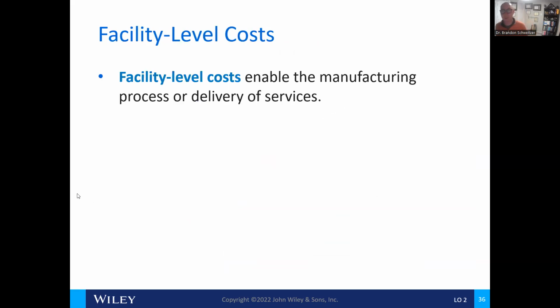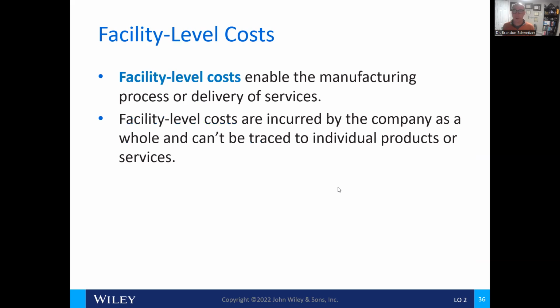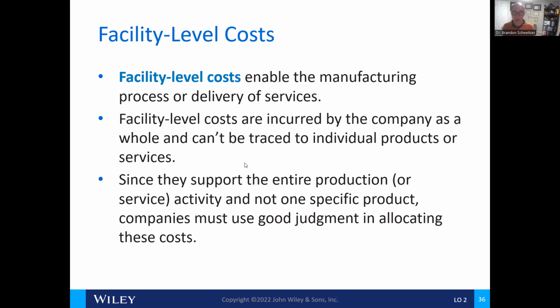For the facility level costs, this is the top level of the facility, and it helps us to enable the manufacturing process for delivery of services. So it's not easily traced to individual products or services because facility level encompasses the entire manufacturing facility. Since it's more of a support, a company must use its best judgment when it comes to allocating support services.